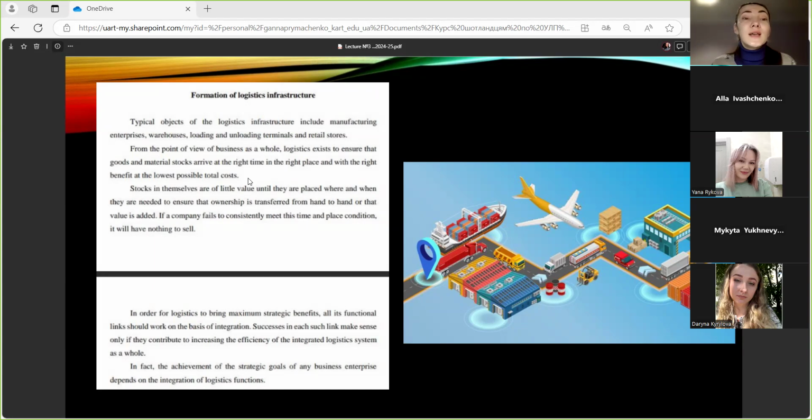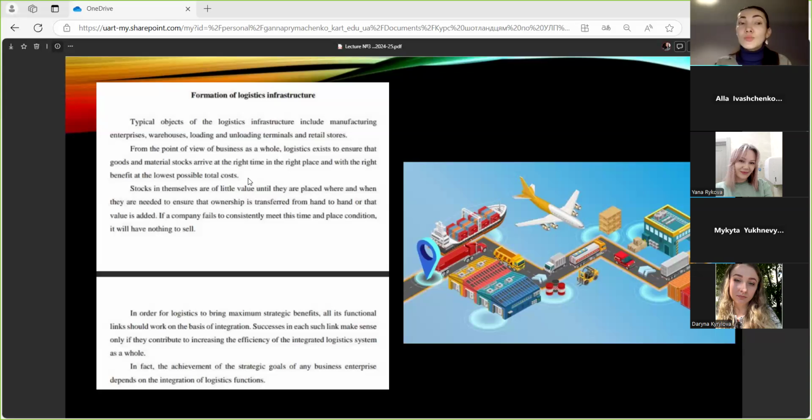So stocks in themselves are of little value until they are placed where and when they are needed, to issue that ownership and transfer it from hand to hand. Yes, we use this technology from hand to hand, or sometimes we say from door to door. From the door of a warehouse, for example, the point of start of our road, to a warehouse, for example, the point of finish of our road, that value is added. If a company fails to consistently meet this time and place condition, it will have nothing to sell.